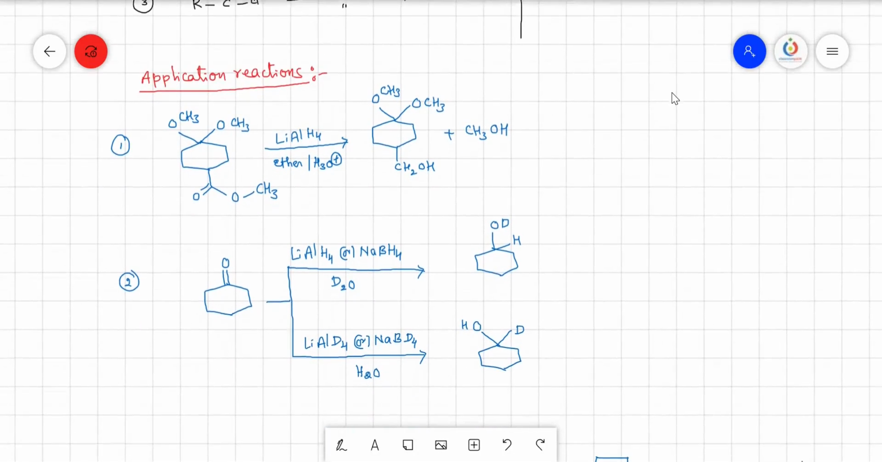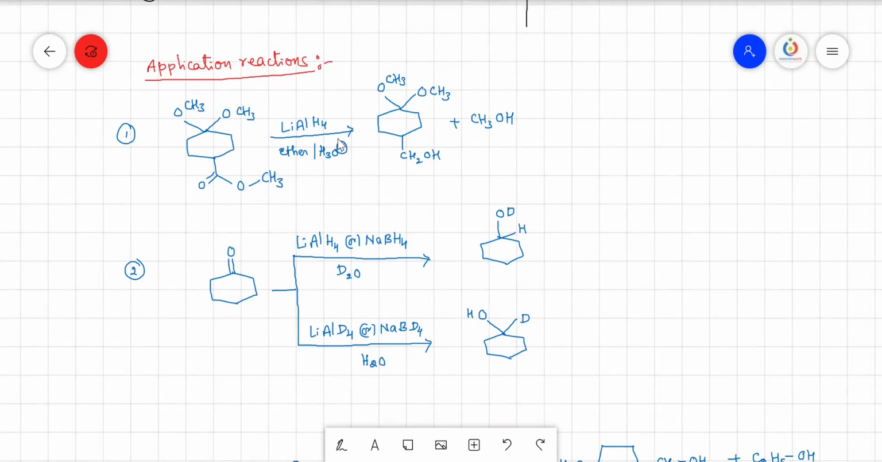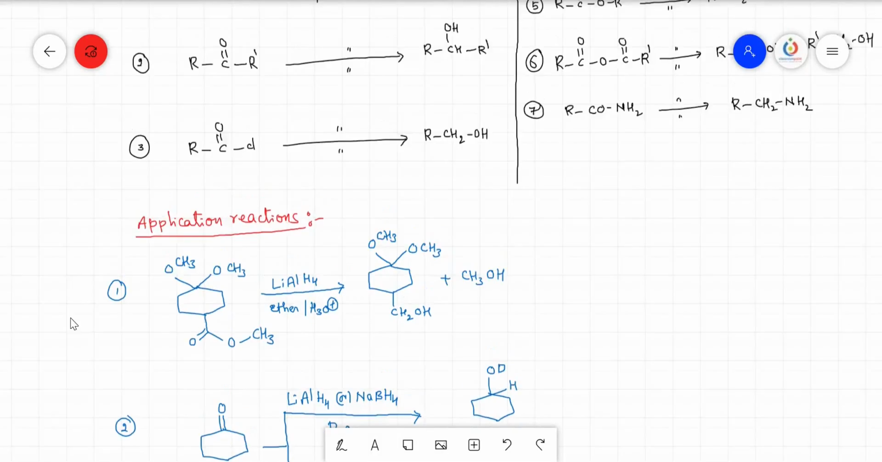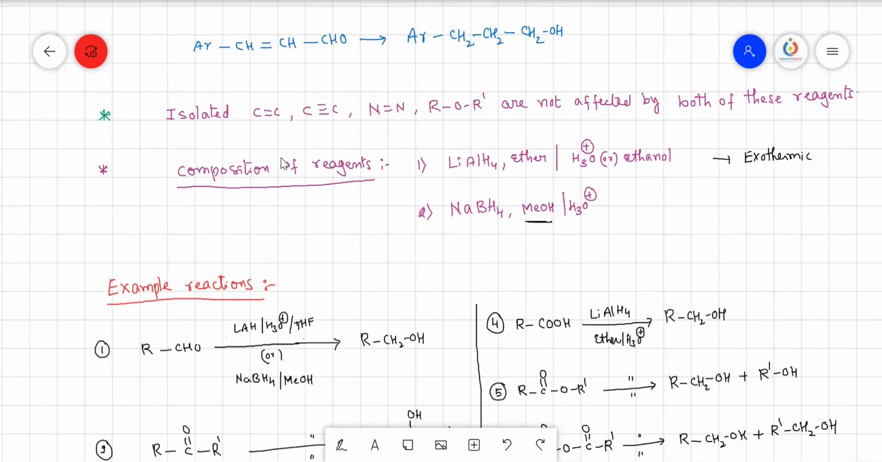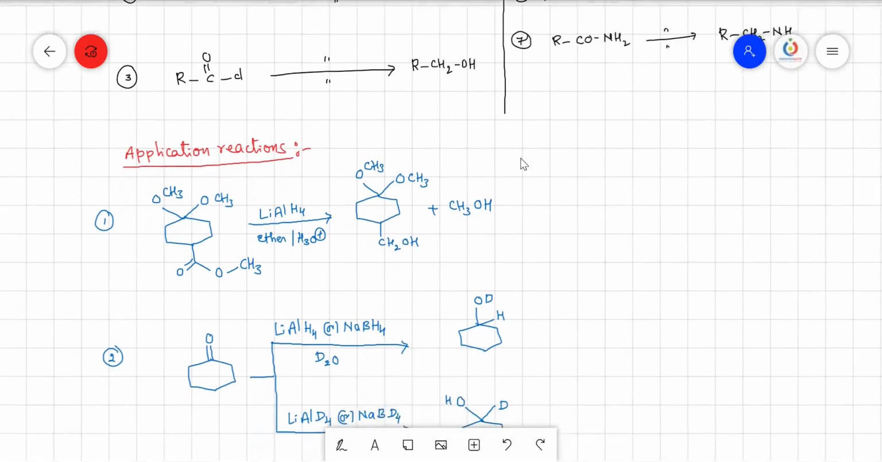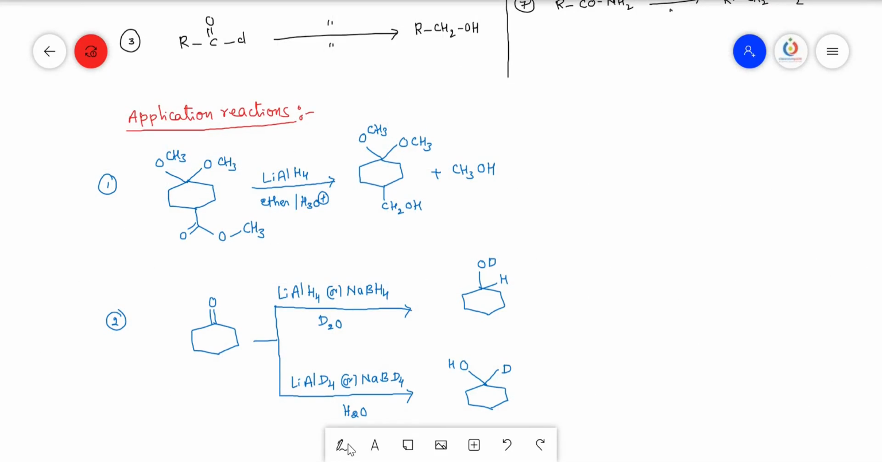Now let's see some important application reactions which were asked in previous examinations. In this particular case, this is the compound when it is subjected to lithium aluminum hydride. As we said, lithium aluminum hydride does not react with ethers. I have given this point here: ethers are not affected by either of these reagents. So when you take this compound and subject it to lithium aluminum hydride, only this particular ester part is affected, not the ethers. So these ethers remain as they are, and this will be reduced to the alcohol part, and this is also an alcohol part.